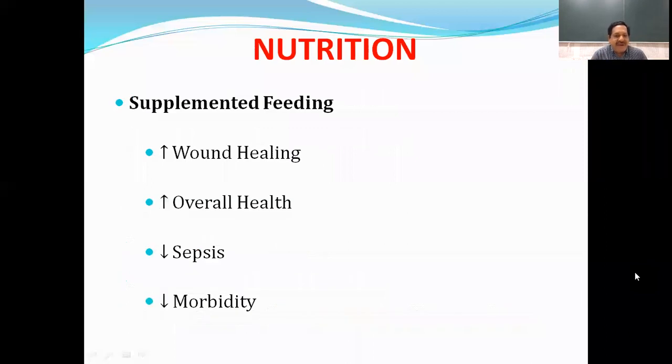This helps in increased wound healing. Overall morbidity is decreased. At the same time, sepsis and infection are decreased.